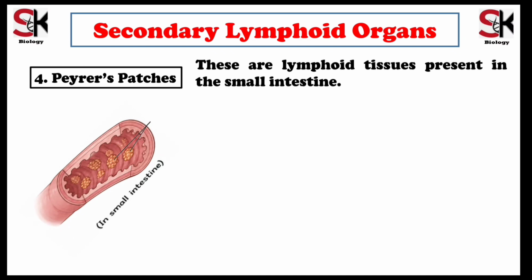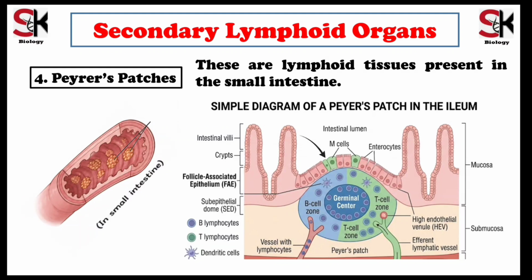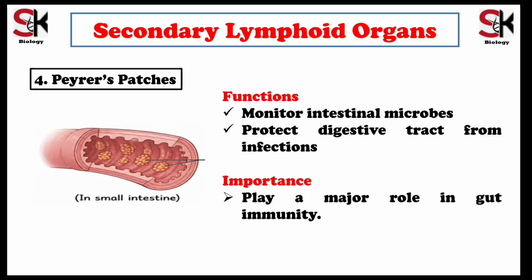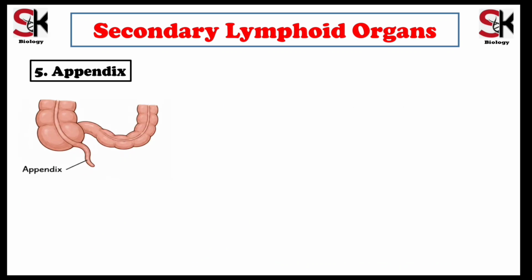Regarding internal structure, it consists of clusters of lymphoid follicles beneath the intestinal lining. Specialized cells called M cells help transport antigen from the intestine to immune cells. It monitors intestinal microbes and protects the digestive tract from infections. It plays an important role in gut immunity. The last secondary lymphoid organ is the appendix.